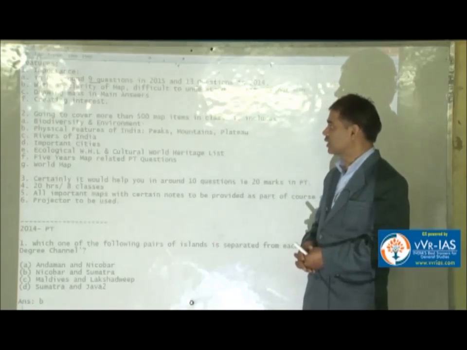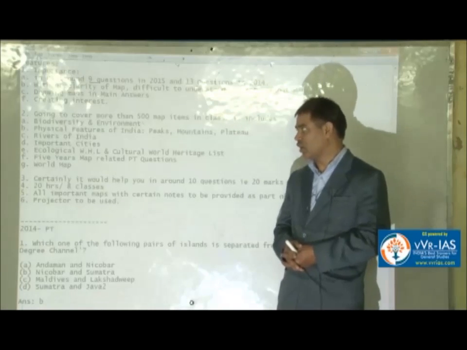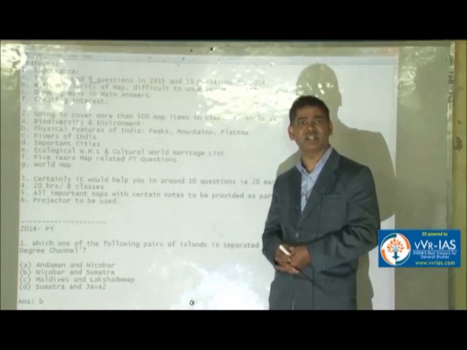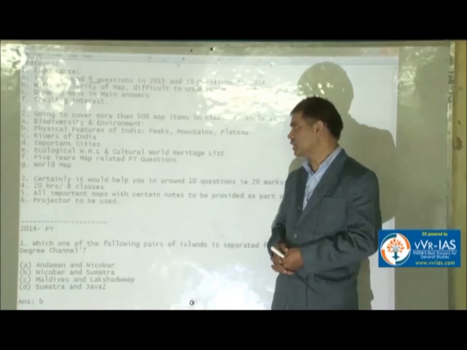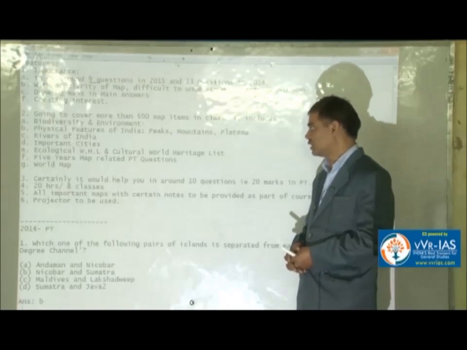All the smart cities would be discussed, all the cultural and historical cities of India would be discussed, all the industrial cities of India will be discussed, like Kanpur is the industrial city of Uttar Pradesh. In this way, after the important cities, we will go on to discuss the World Heritage List.